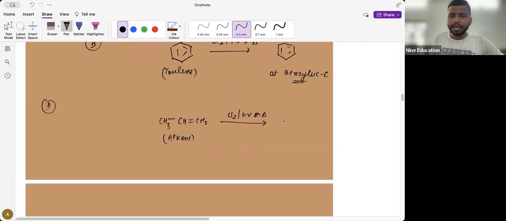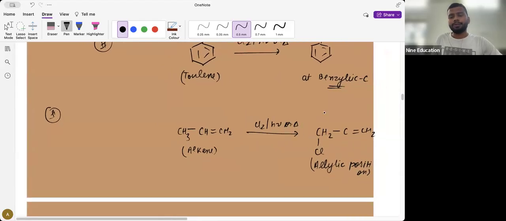Because of H nu and heat, where will our Cl come? The Cl will come at the allylic position. Right? Here at the allylic position the Cl will come because of the free radical stability.